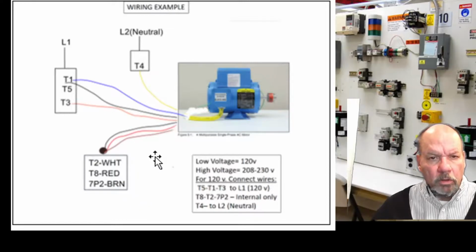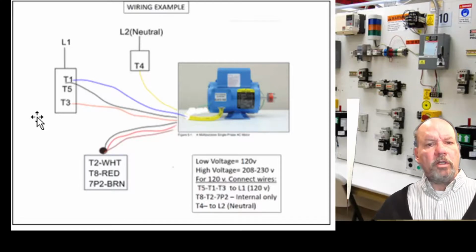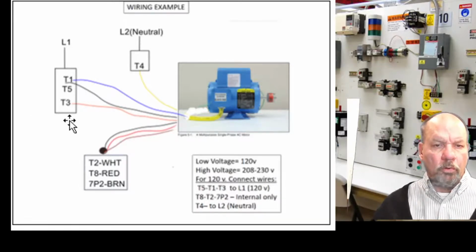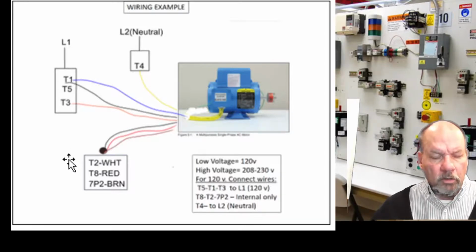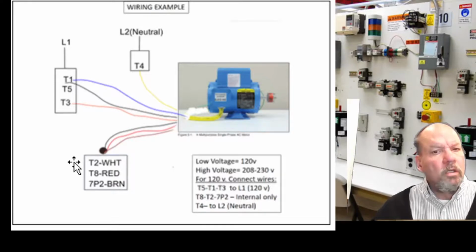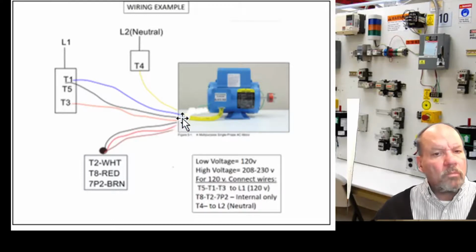From the outside of the motor, what we're talking about now is T4 is connected to L2, that's one wire nut. Next one would be T1 to T5 to T3 to L1, and you put a wire nut around that. Then the third wire nut is not connected to the outside, just the motor wires themselves. That would be T2, T8, and 7P2. Now you take those three wire nuts, you shove them into the little enclosure that they gave you, and you hope you don't short anything out, right?